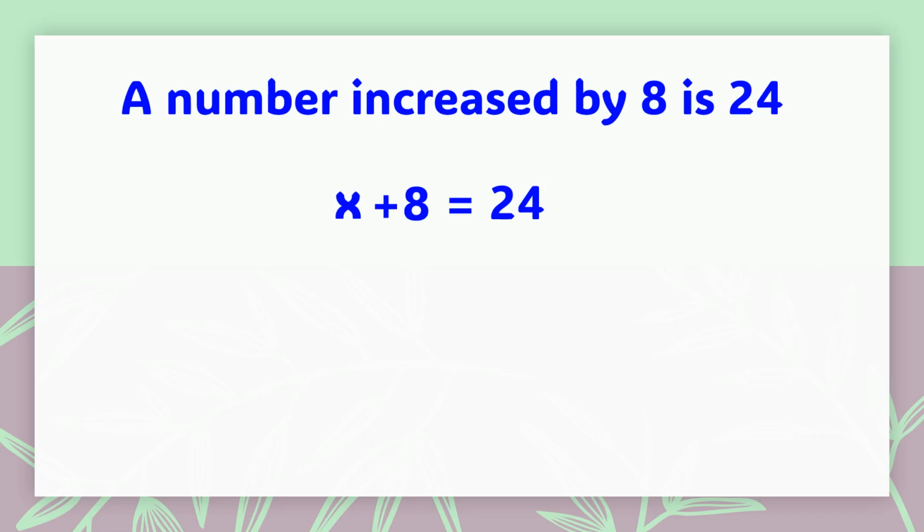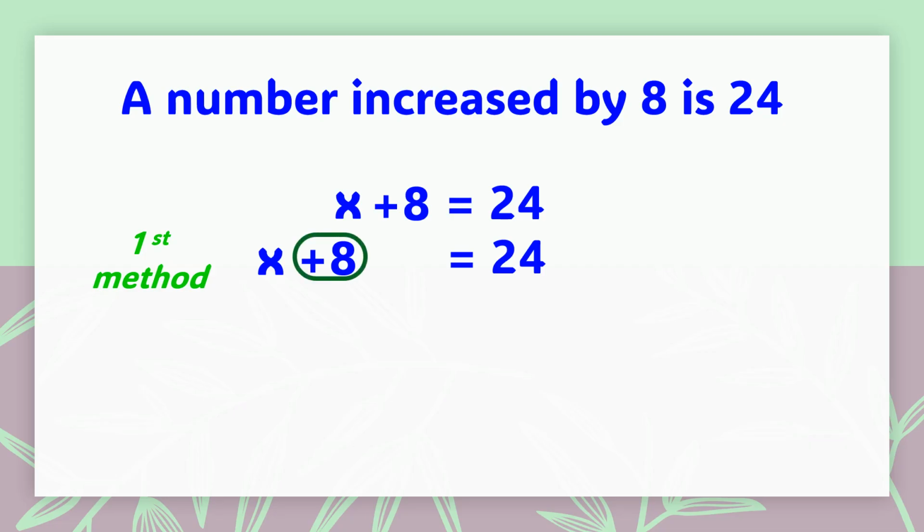Here the equation is x plus 8 is equal to 24. X plus 8 is on the left hand side, 24 is on the right hand side. First method: x plus 8 on the left hand side, x is the variable and plus 8 is the constant number. To remove the plus 8, we have to apply the opposite operation, that is nothing but the opposite sign. Minus 8 on the left hand side.